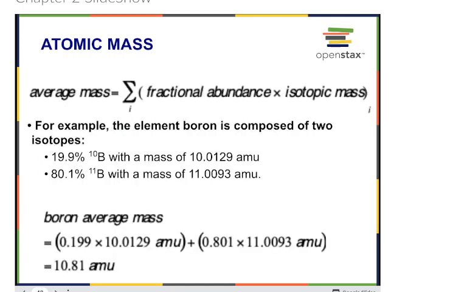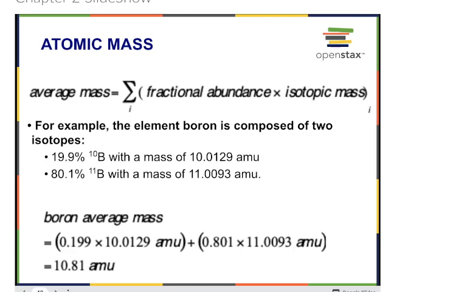For instance, the element boron is composed of two isotopes: 19.9% is its percent abundance of boron-10 with a mass of 10.0129 AMU. The abundance of boron-11 is 80.1% with a mass of 11.0093 AMU. To find the atomic mass, which is listed on the periodic table, we would average the two masses.